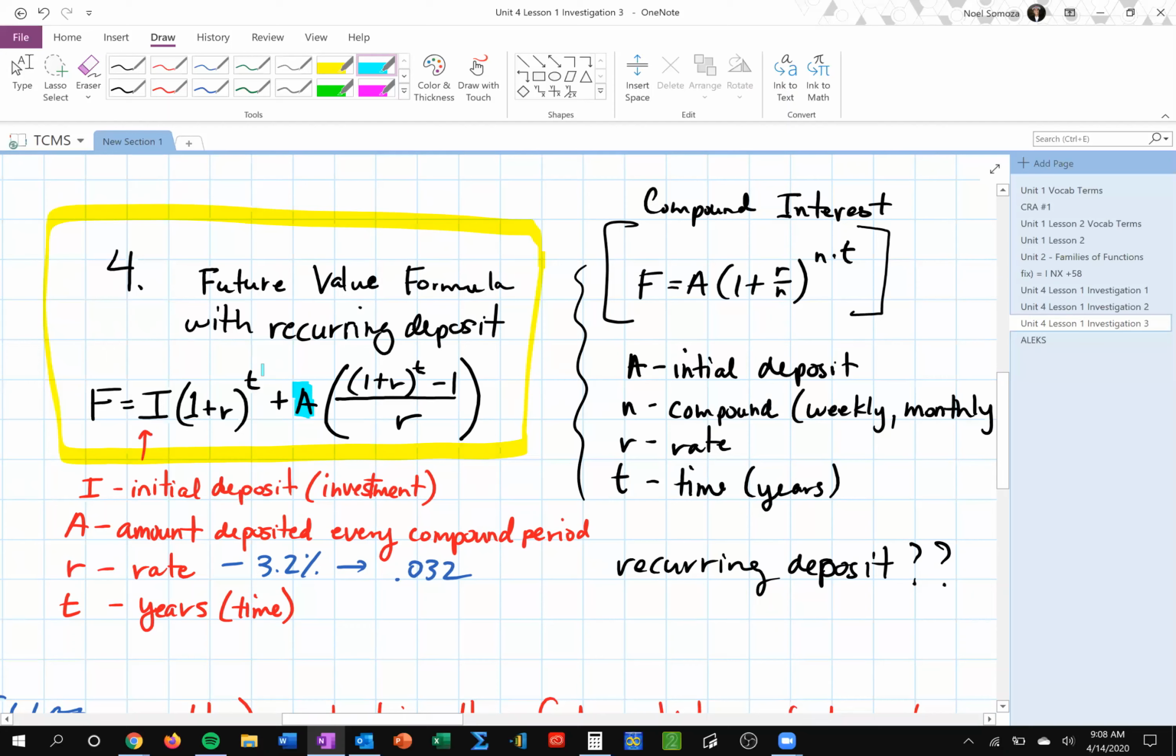So when I say period, it could be every week or every month or every year, depending on what type of account they have. The rate, obviously, doesn't change, and neither does the time. But now this takes into account how much money you can look forward to if you continue this strategy and this pattern moving forward.